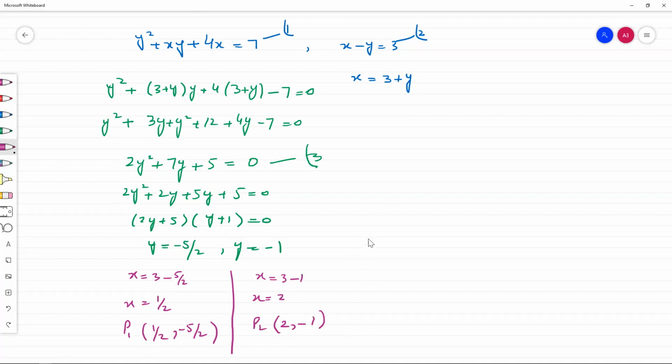So these are the 2 points where this line intersects this curve at 2 different points. This is all about how we solve a quadratic and a linear equation simultaneously.